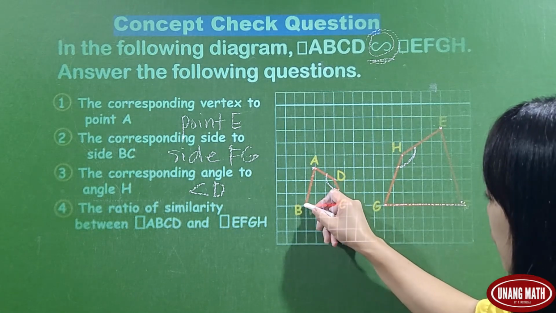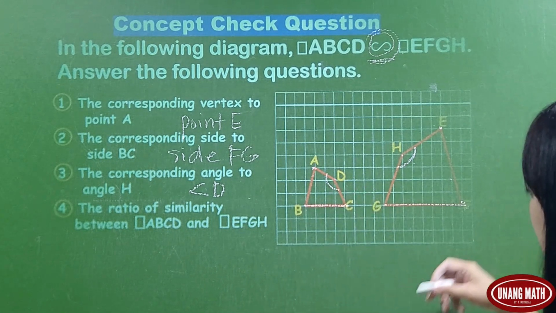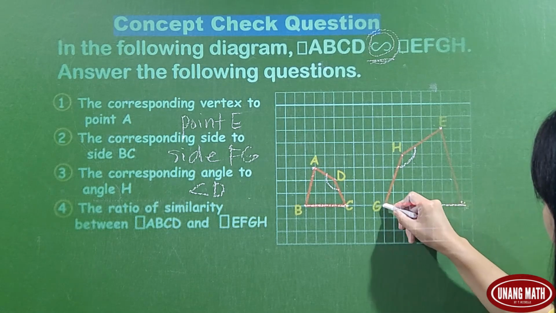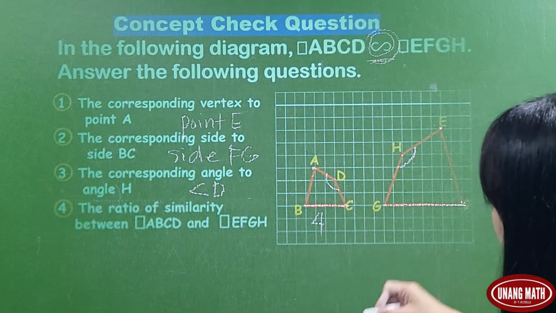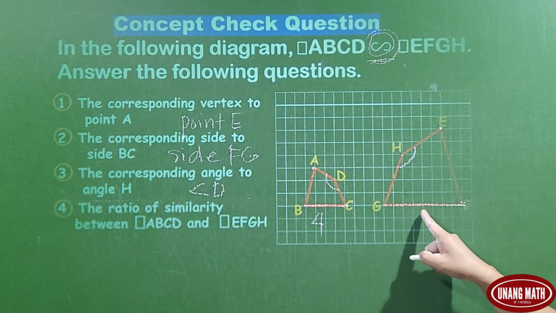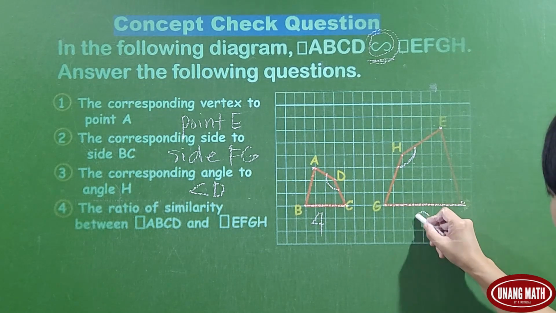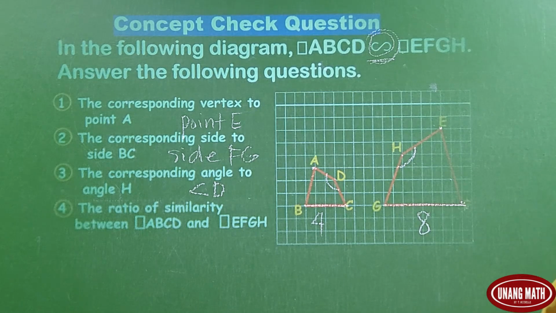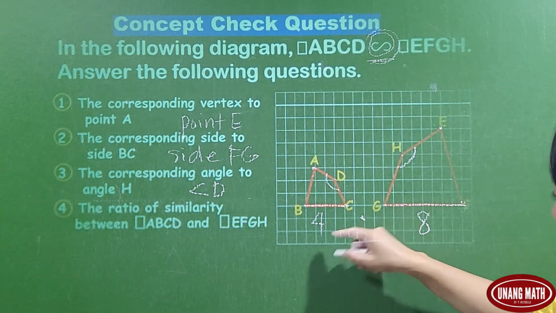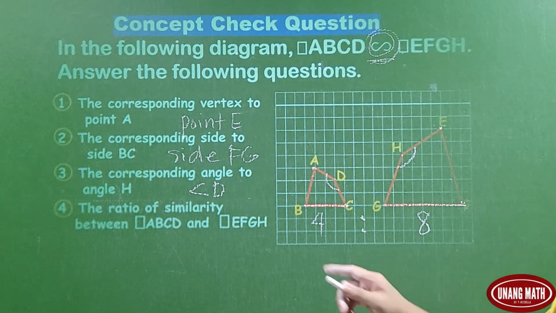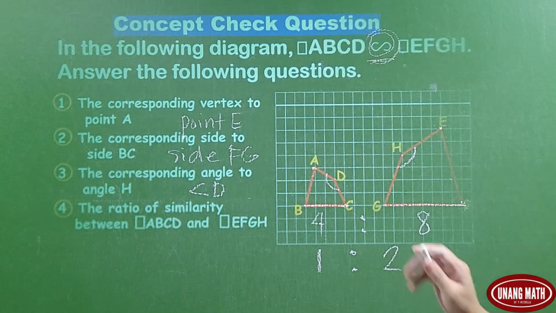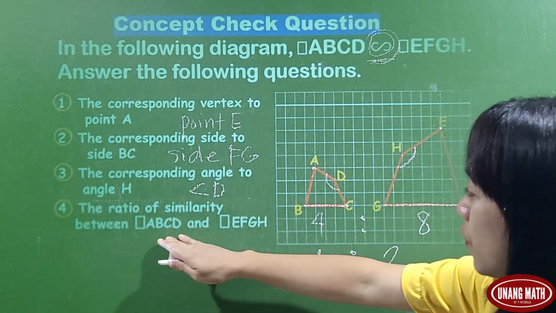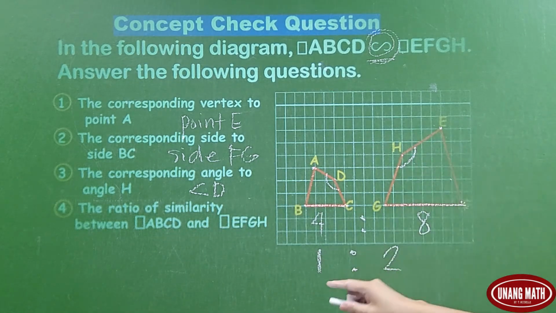Okay, if we are going to consider this side, BC, it corresponds to this side, FG. So we have here 1, 2, 3, 4, so 4 squares. How about here? 1, 2, 3, 4, 5, 6, 7, 8. So we have here 8 squares. So 4 is to 8. And if we simplify that, it would be 1 is to 2. So the ratio of similarity between these two quadrilaterals is 1 is to 2.